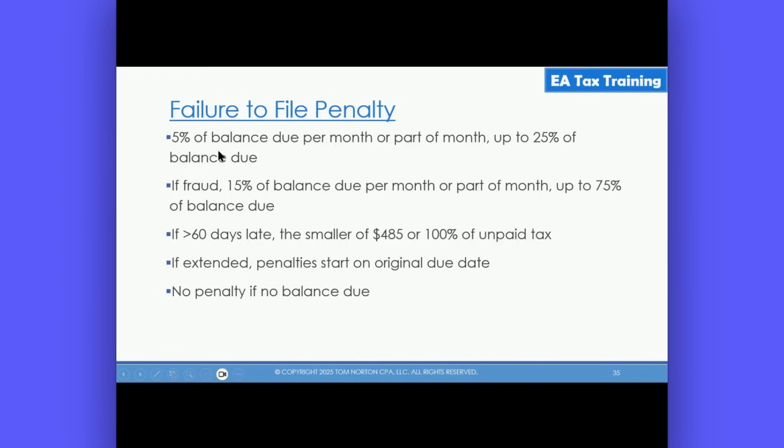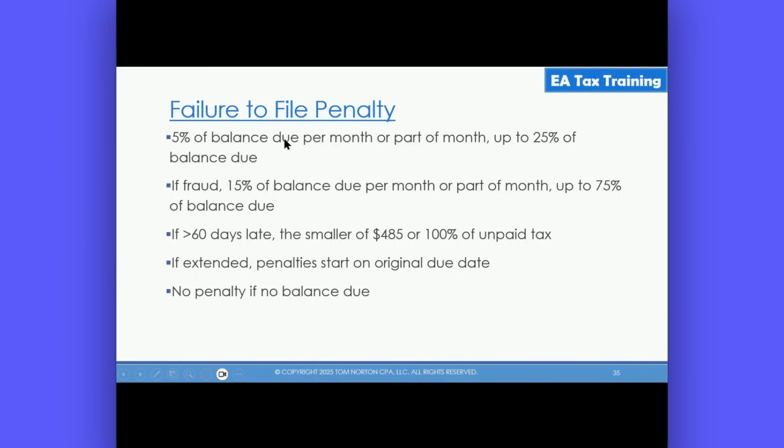They still do have a date when they have to file and pay by. So if you fail to file by the due date, then there is a penalty. The penalty is 5% of the balance due per month or part of a month, up to a maximum of 25% of the balance due. So this can go on for up to 5 months. So it's per month or part of a month.